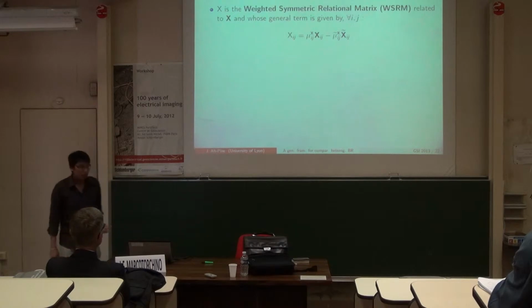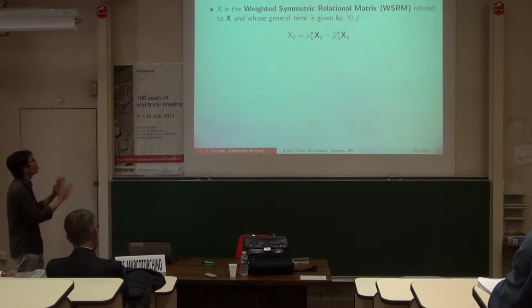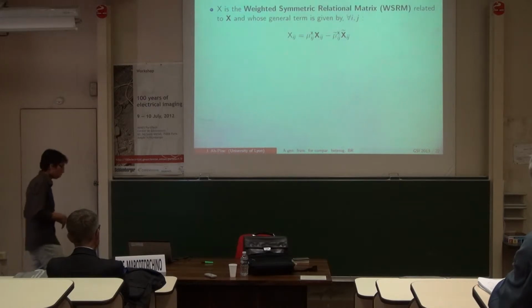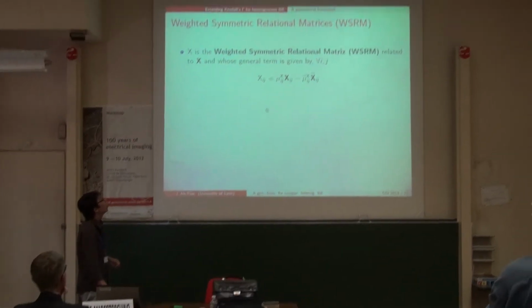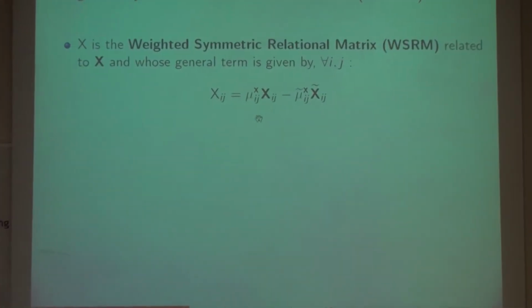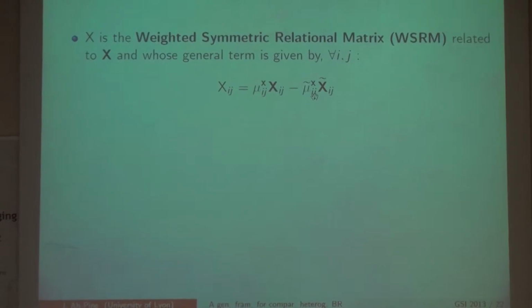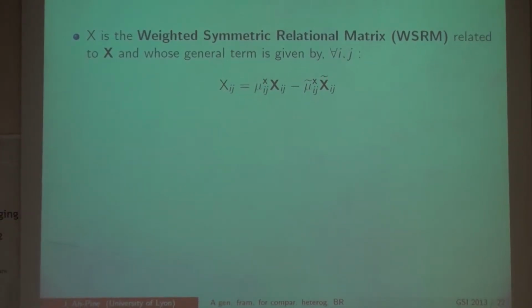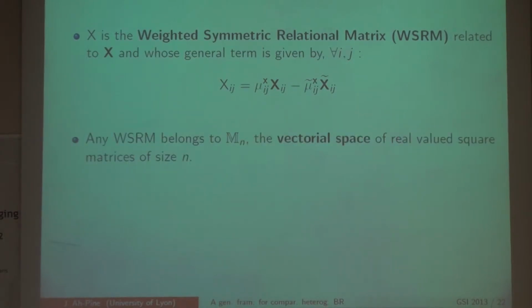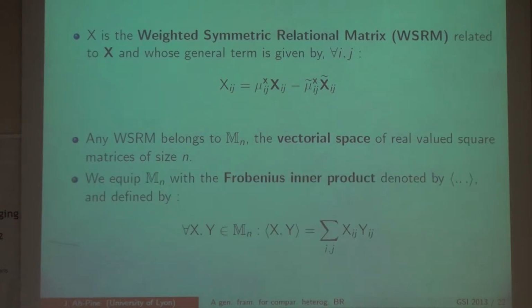So what I mean by weighted symmetric relational matrix is just the definition of the straight X here in our context. So typically it is the weighted relational matrix minus the weighted relational matrix of the opposite relation. Okay? So it's just a way to simplify the notations. Obviously, we can interpret WSRM in the vectorial space, the vectorial space made of real valued square matrices of size n. And in this vectorial space, I am taking the Frobenius inner product, which is recalled here.